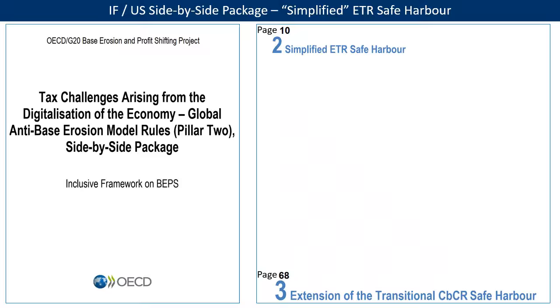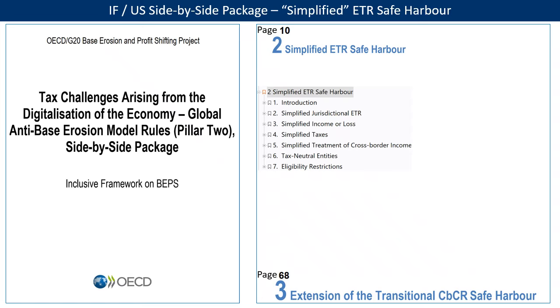Now let me be very clear. Anything that takes 58 pages to explain is not simplified. That is not how simplified works. If we look at a high level at what the simplified ETR safe harbor consists of, you can see there's an introduction, and to be fair to them about all these pages that they use, they do summarize everything twice before writing the explanatory text. And that is what part of the introduction is about.